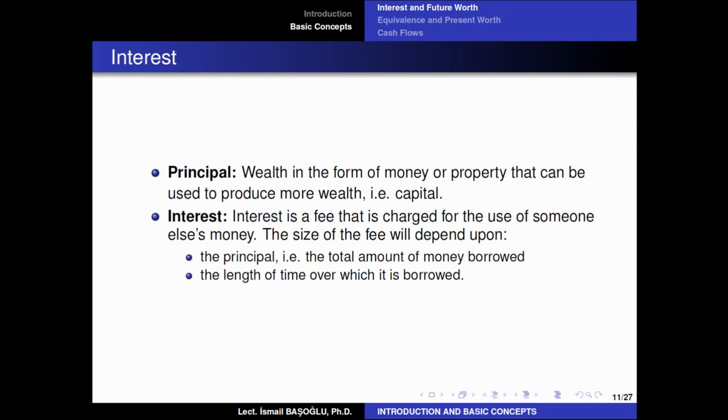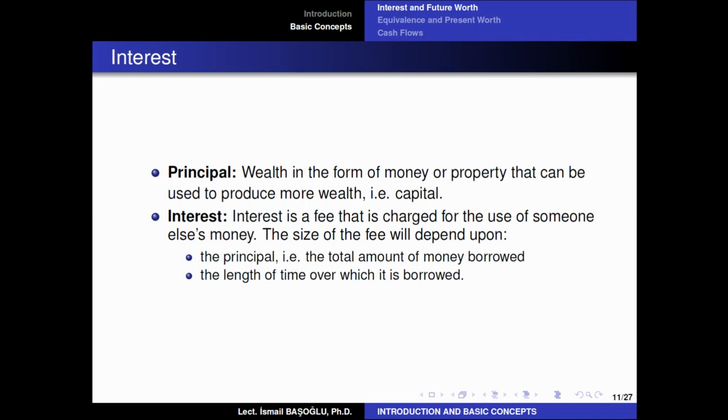Interest here is the fee that is charged for the use of someone else's money. If you are lending me 100 Turkish liras right now, you are basically lending that money and you want to get some rental amount for it. So you are renting it to me and you are asking for some rental money, a rental fee. So there should be a fee for keeping your money or using your money for my own interest, and that is going to be the interest for you.